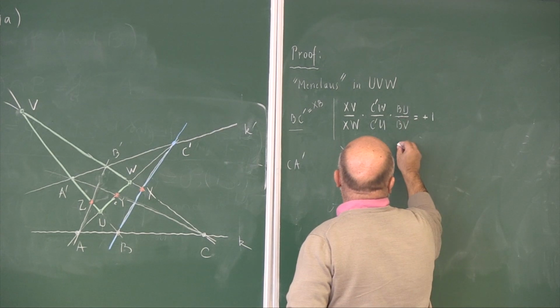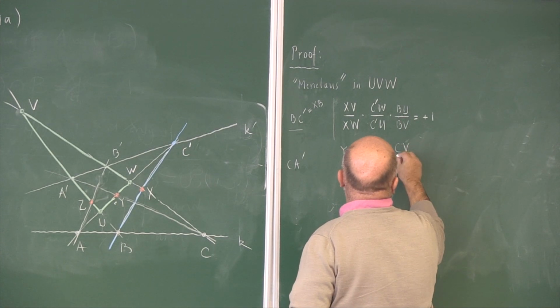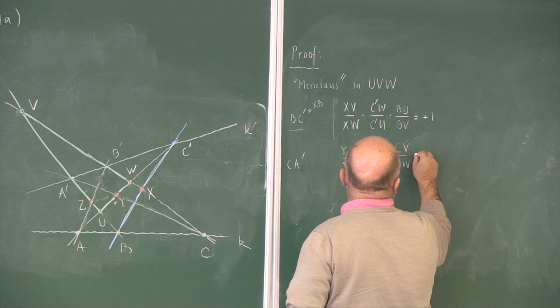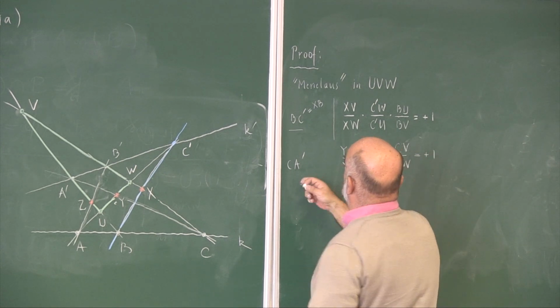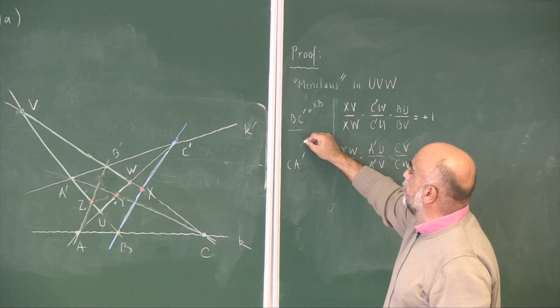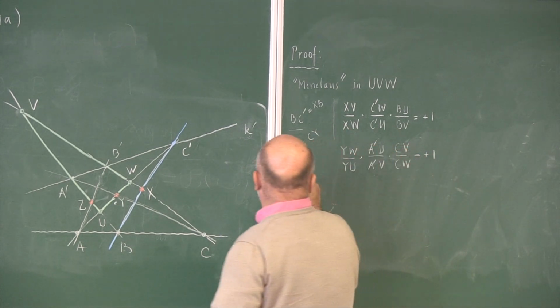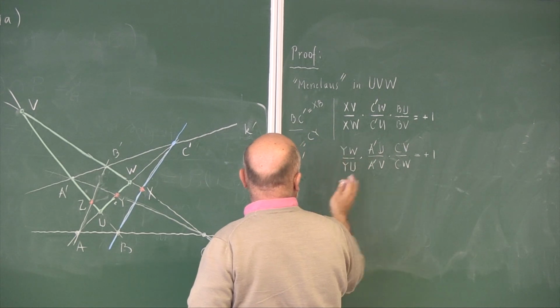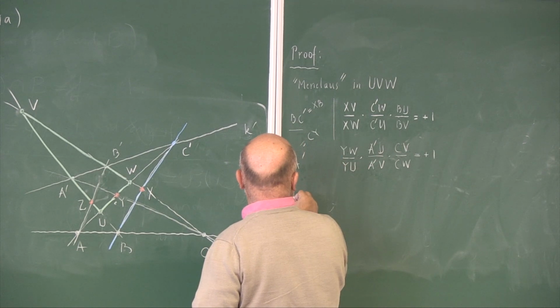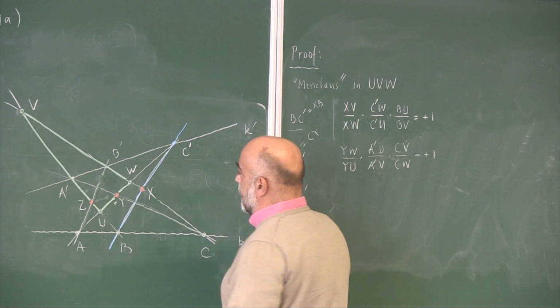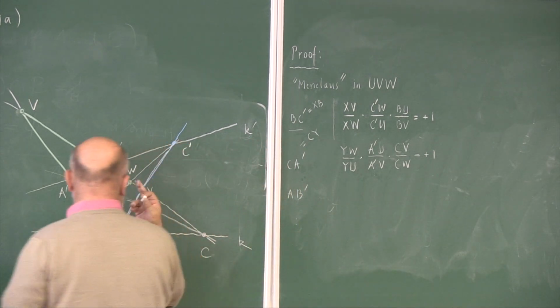Okay, and B is replaced by C, V, CW is equal to +1. So that's what happens with CA prime, which is of course the line CY. Finally, well, not finally, but in this group as the last object, AB prime. So if you work with the line AB prime, let me point that out for you.